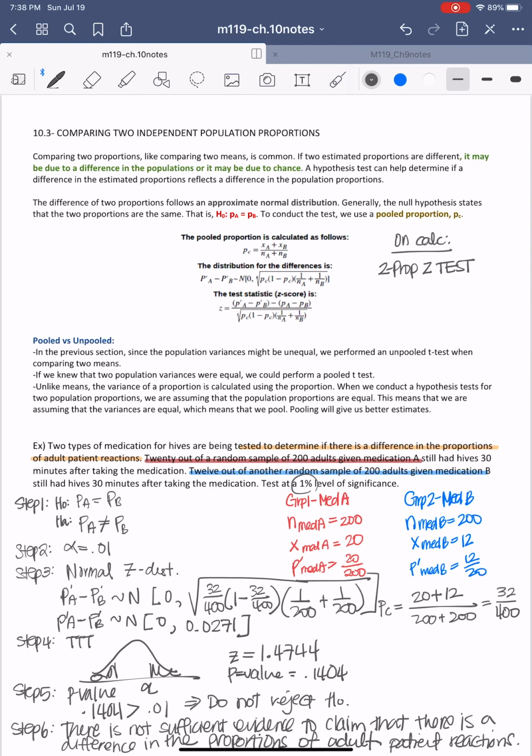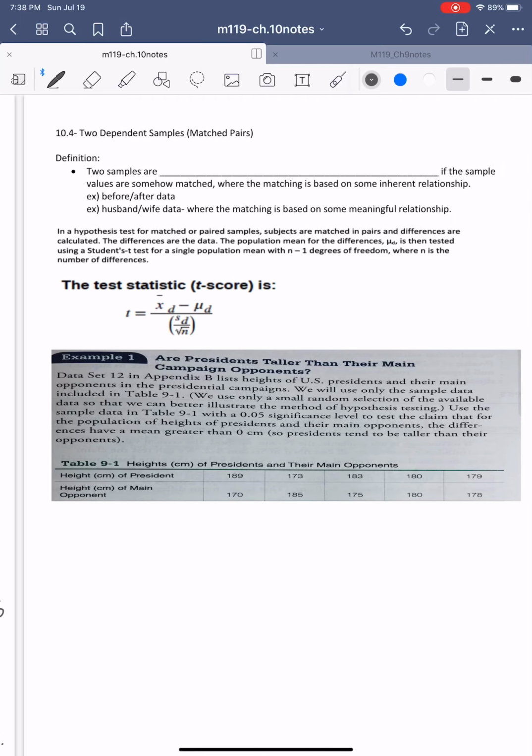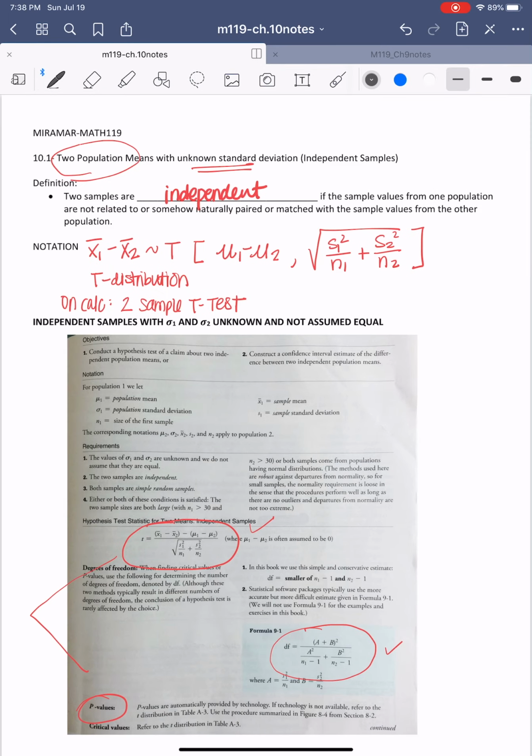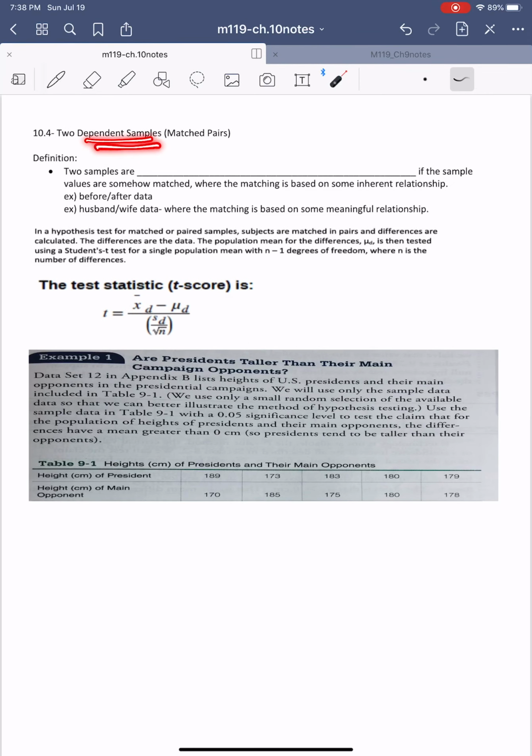Now we have one more section to cover, so let's go on to 10.4. Now 10.4 deals with still two data, but we have dependent samples. We had independent samples in the past. Now we look at dependent. Two samples are dependent, or we call it matched pairs.